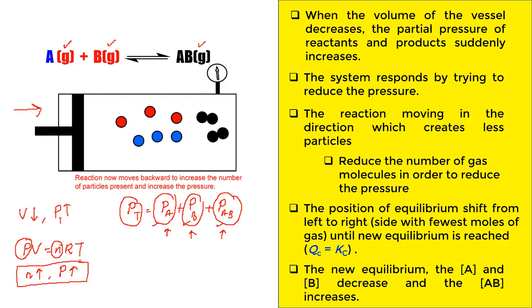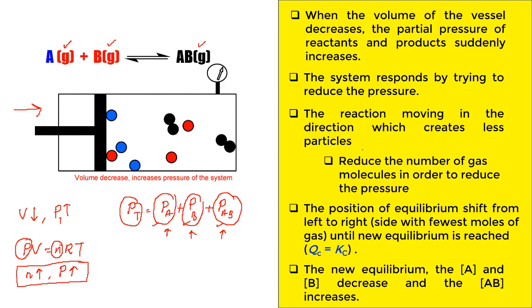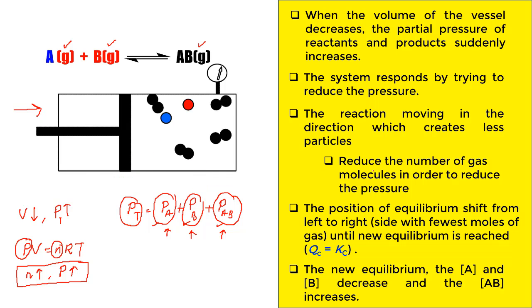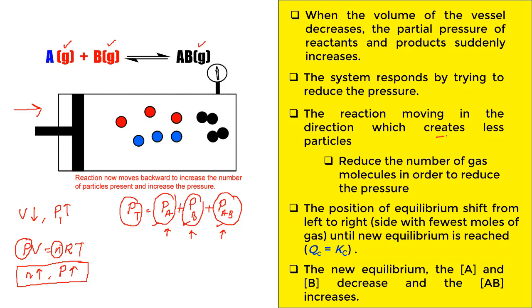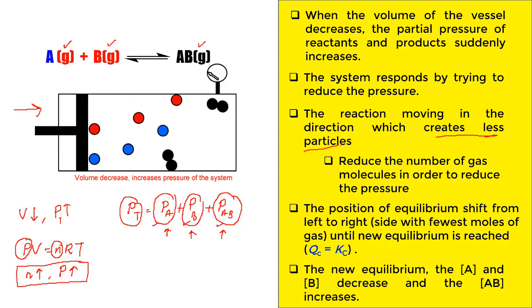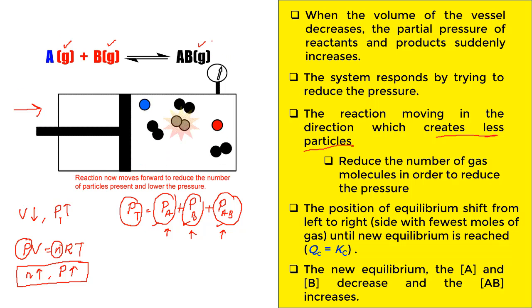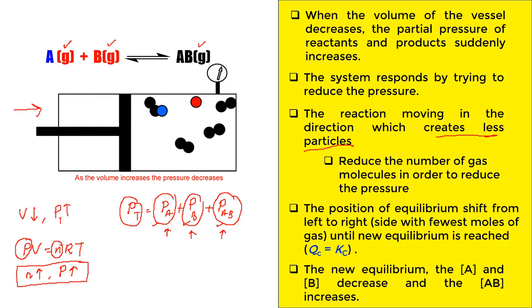Okay. So the reaction moving in the direction which create less particles. Jadi reaction sekarang nak counteract, nak kurangkan disturbance, dia akan proceed kepada reaction yang akan mengurangkan disturbance itu, yang reaction yang mana? Yang akan menghasilkan kurang particles. Particles itu merujuk kepada particles of A, particles of B, particles of AB, gas in the system. So the equilibrium position or the position of equilibrium shift from left to right. Kenapa dia shift from left to right? Okey, tengok pada equation ini.